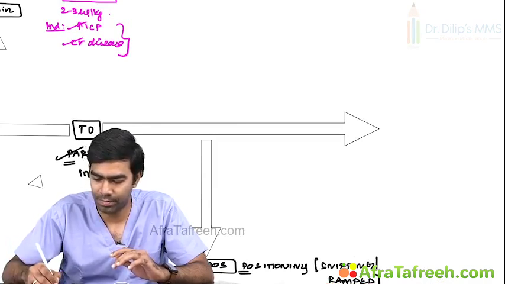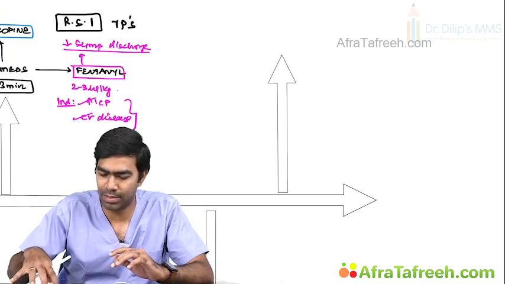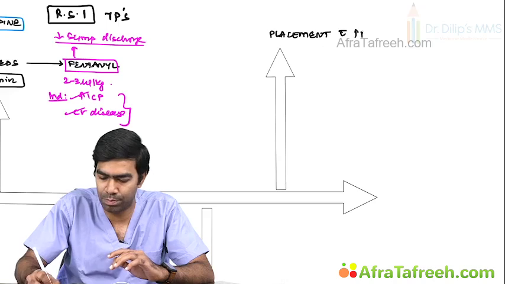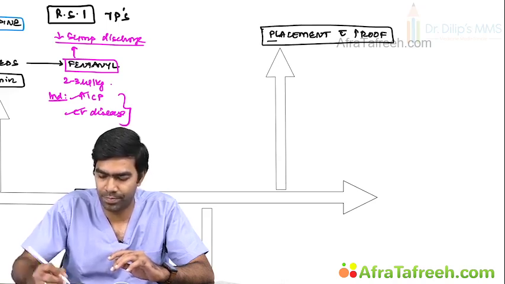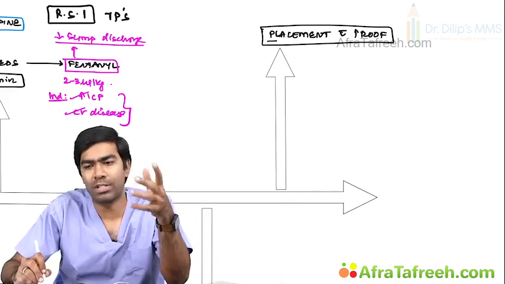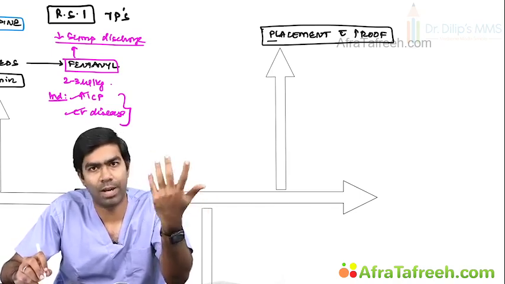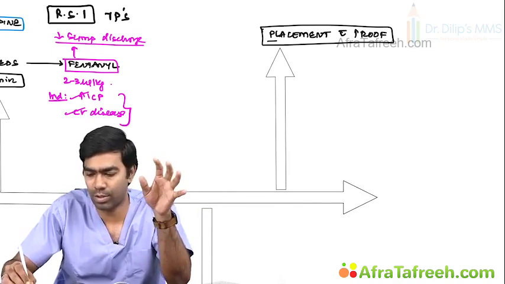The next step is placement with proof. So this is the sixth P, penultimate P, that is tube placement. That is placement with proof. And that proof is really important. So tube placement, the techniques, like direct laryngoscopy, video, fiber optic, everything we have covered in the previous video itself. So right now, I'm just going to talk about the proof.